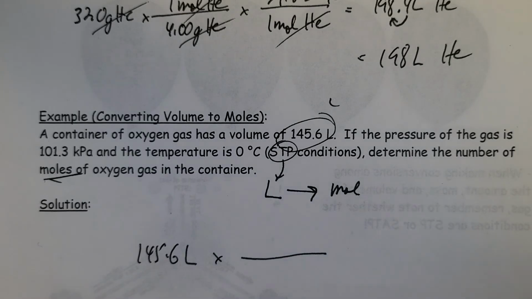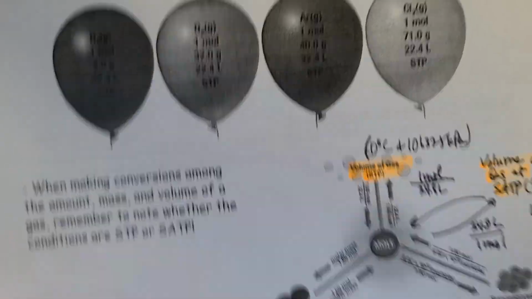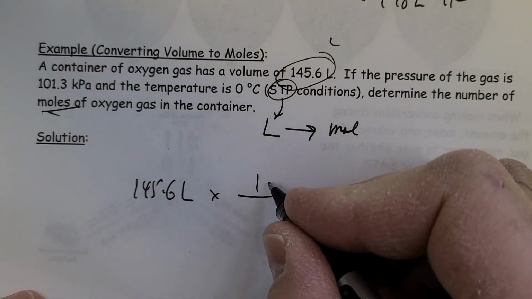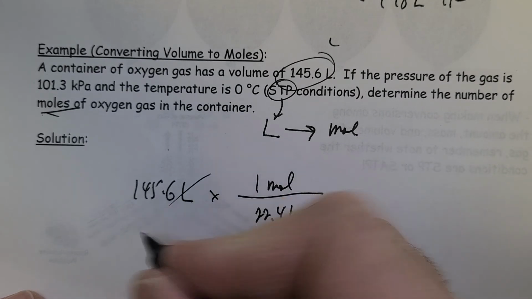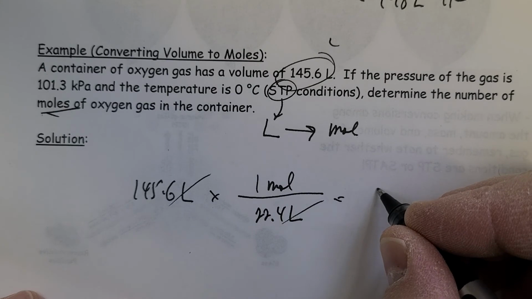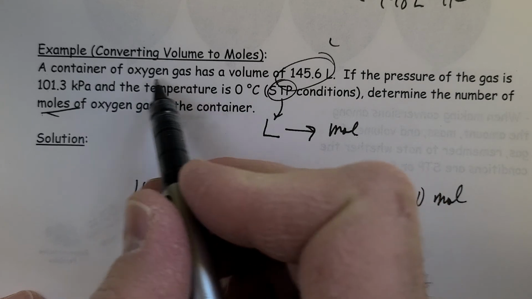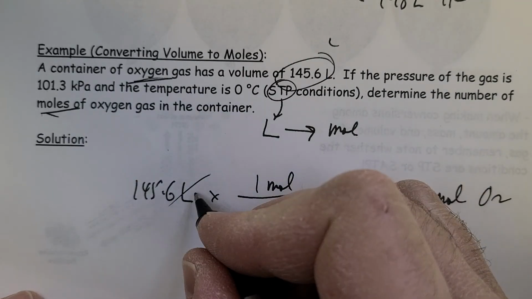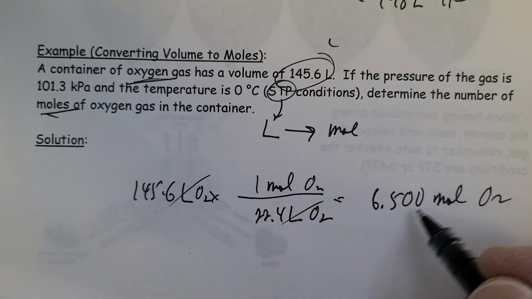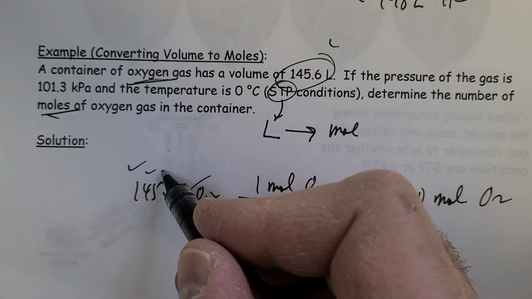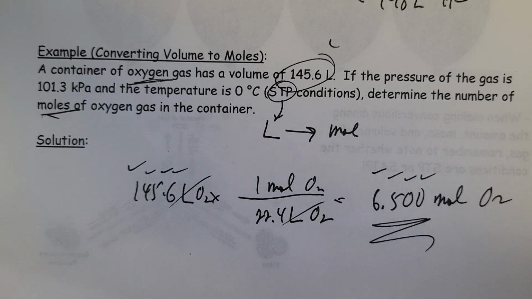So 145.6 liters, going from liters to moles, 1 mole over 22.4 liters. Let's cancel, and I think we get 6.500 moles. This was oxygen gas, so I could put O2 here, O2 here, and O2 here. And the reason I have so many zeros there is that I need to have 4 sig figs to make that work.